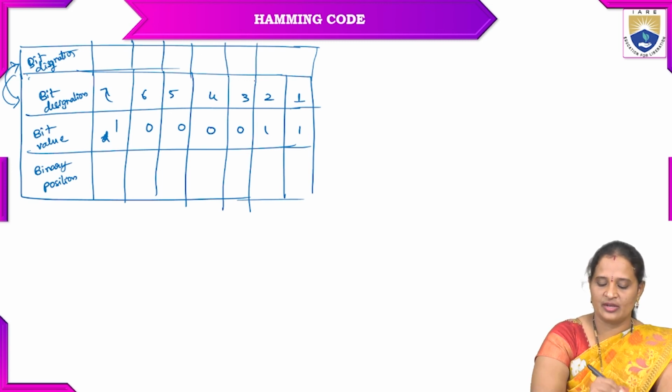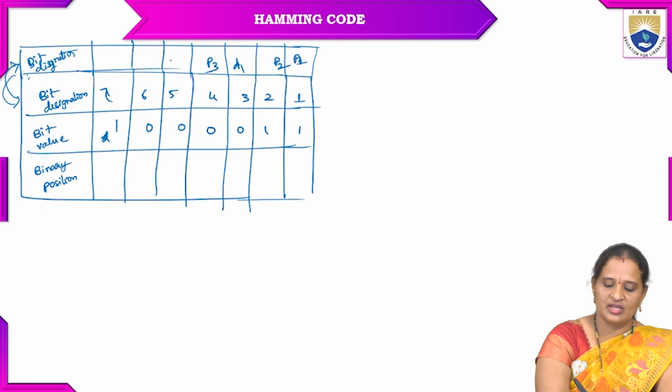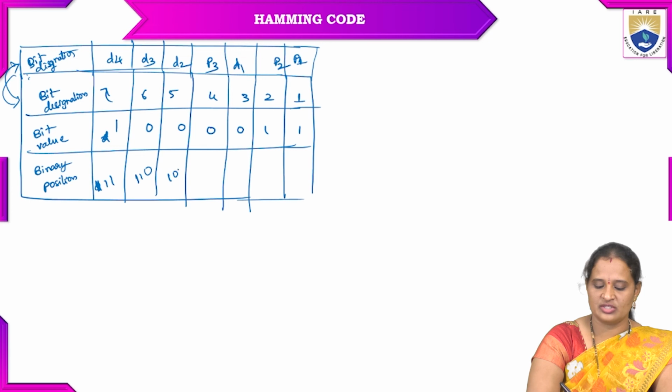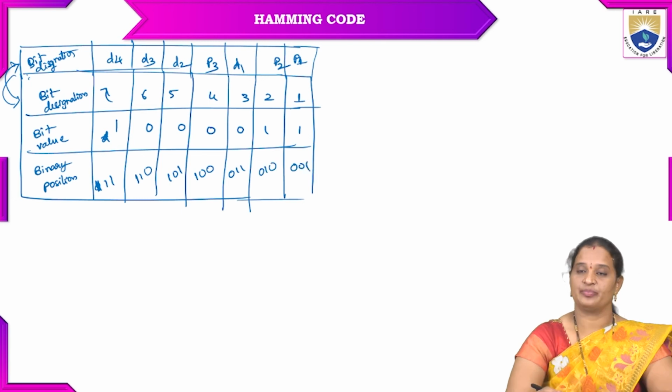As we already know, these are parity bits P1, P2, D1. This is P3, D2, D3, D4, right? And now coming to the positions, this is the binary position: 1, 1, 1, 1, 1, 0, 1, 0, 1, next 1, 0, 0, 0, 1, 1, 0, 1, 0, 0, 0, 1, right?